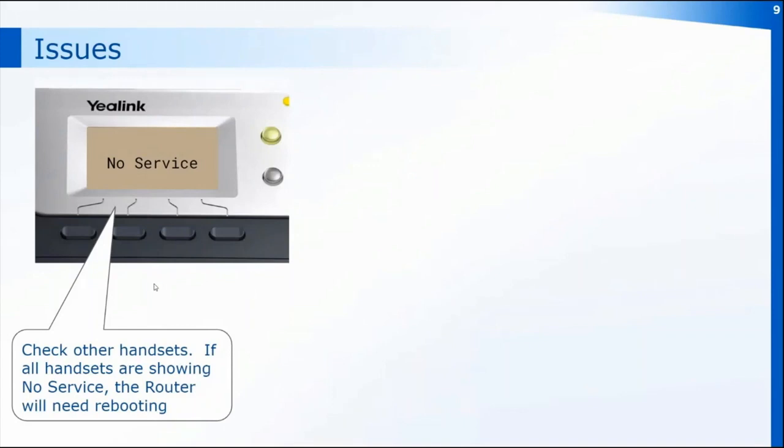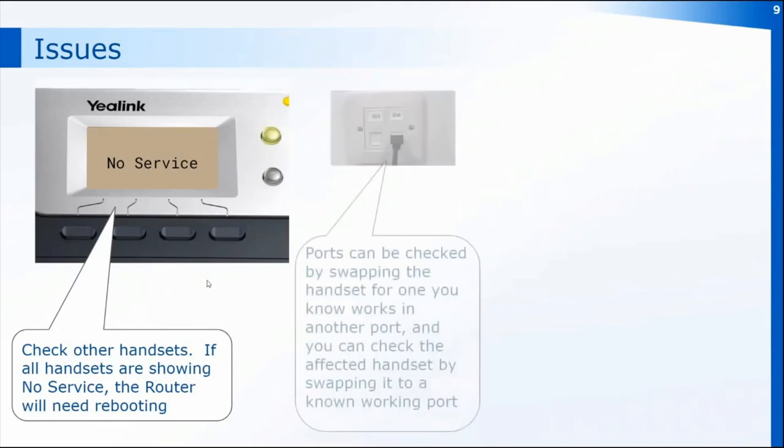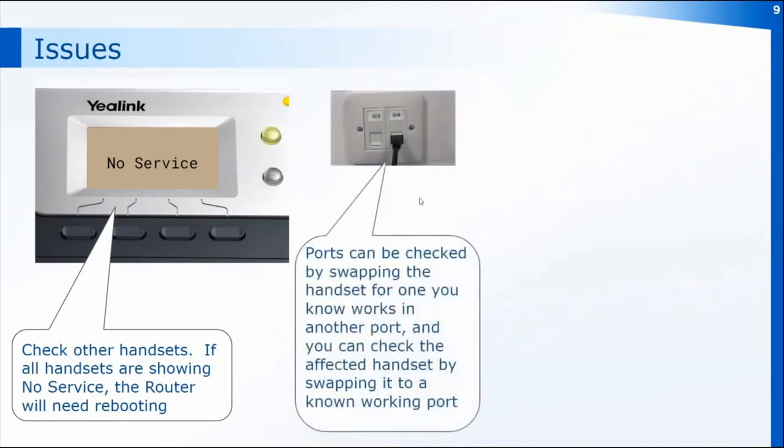If there's only the one handset that's showing no service, then you can check the ports in the wall by swapping the handset for one that you know already works. So if you just unplug the phone from the wall, make sure that the phone that you know is working goes into exactly the same port.